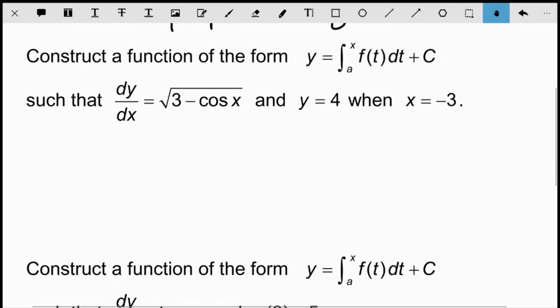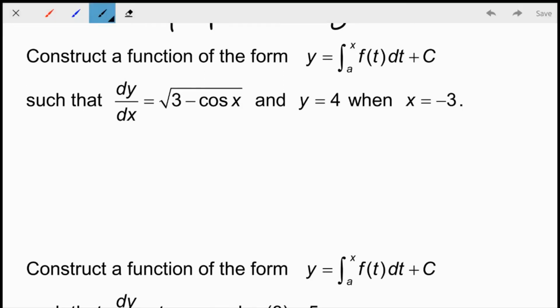Okay, so one of the types of problems that you're going to see today is what we call writing our solution as an integral. So we're going to have a function defined by an integral. And they're telling you exactly what to do here. This is an integral that we really can't solve out. So what we're going to do is say our function is going to involve the integral of dy dx in this case. We know that dy dx is square root of 3 minus cosine x. We know y is 4 when x is negative 3.